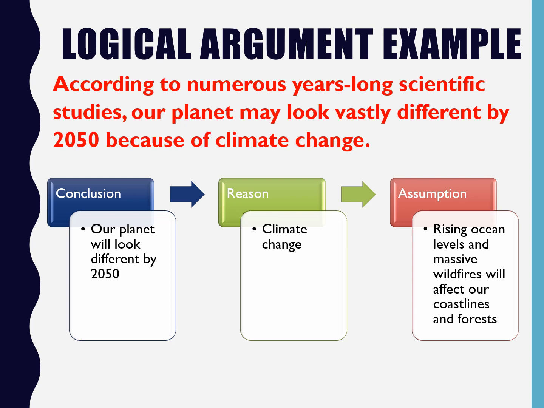So our conclusion here is that our planet will look different by 2050. The reason is climate change. The assumption, again, this is not explicitly stated within this claim, but rising ocean levels and massive wildfires, which are both being caused by climate change, will affect our coastlines and forests. And we do see this actually happening. If you watch the news or pay attention on social media, we see every day something new is happening somewhere on our planet, and the direct reason is something that is affected by climate change.